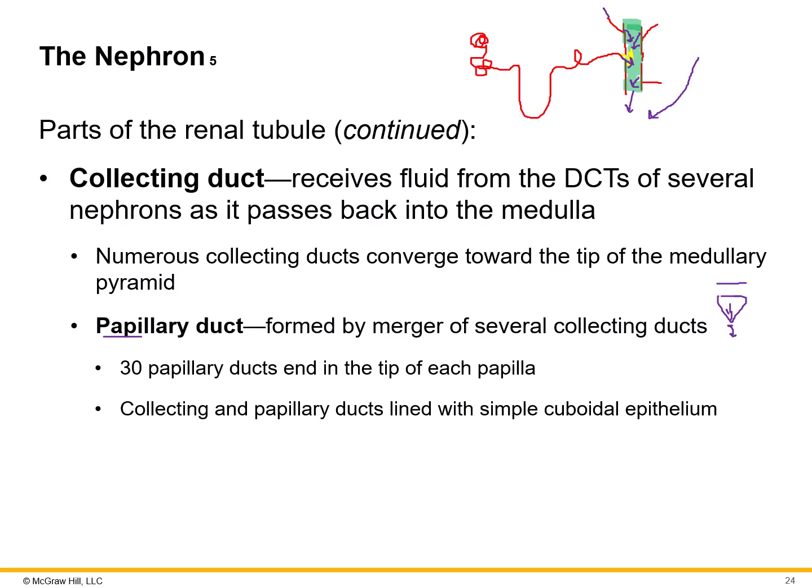into a minor calyx. Now, the tissue type in this area is just simple cuboidal epithelium in the collecting and papillary ducts. We are going to see slight reabsorption occasionally in this area, but at this point it's usually more about collection than it is about reabsorption.